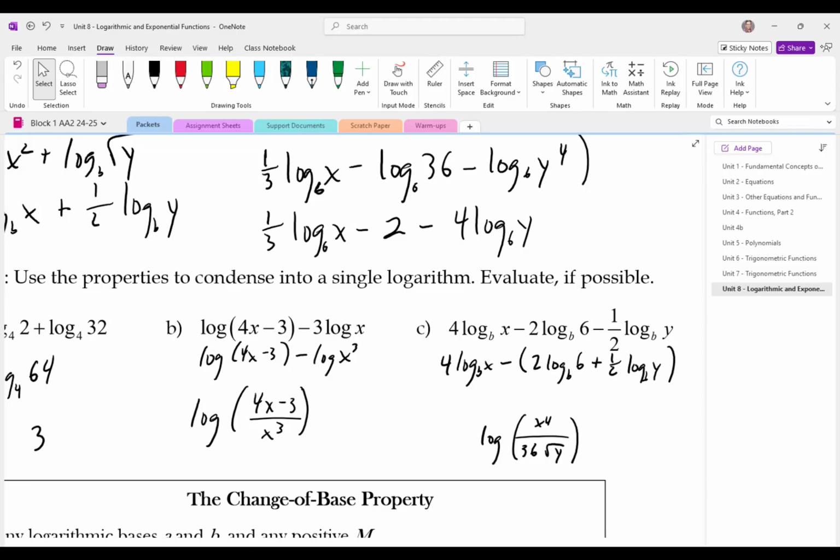What can we do to do this? Exactly. And then you just have a log plus a log. You can have a log plus a log if you combine them.